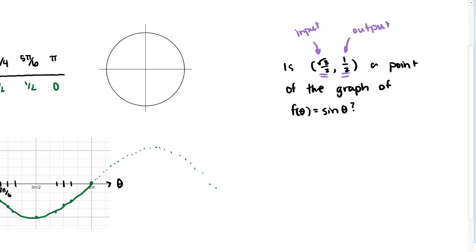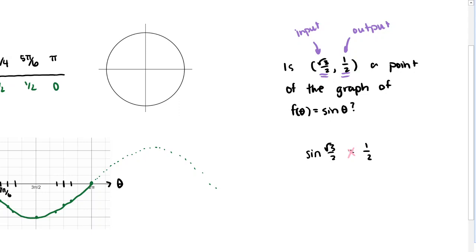So here the question could really be seen as: does sine of the square root of 3 over 2 equal 1/2? And this is not true, right? The square root of 3 over 2 is not really one of our angles that we're familiar with plugging into our sine function. It's not going to give us 1/2, because we know what angles give us 1/2 in our sine function.